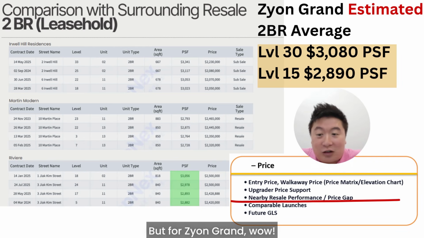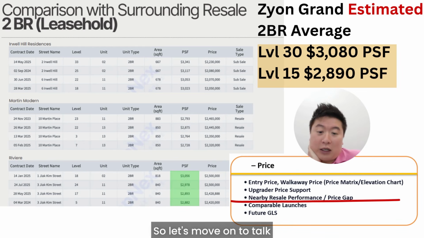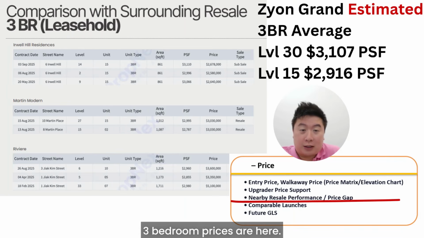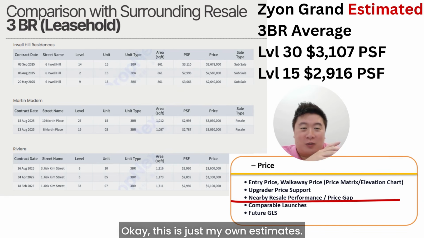But for Zion Grand, wow, I think the price gap is amazing. And this is two bedroom. So let's move on to talk about three bedroom next. Three bedroom prices are here. The estimated ones, again, let me repeat, are estimated prices. This is just my own estimates.